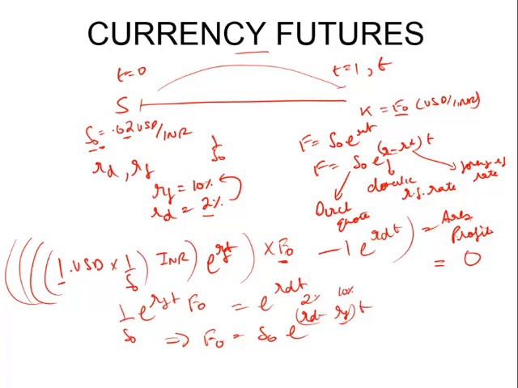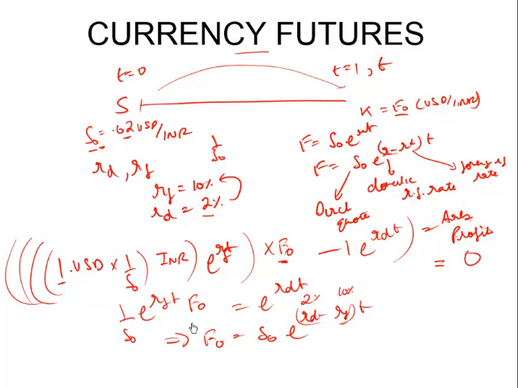So the forward rate must be such that there is no arbitrage profit. Otherwise everybody will make infinite money like this. Borrow $1 million, invest it in India, repatriate it, and make the 8% difference.